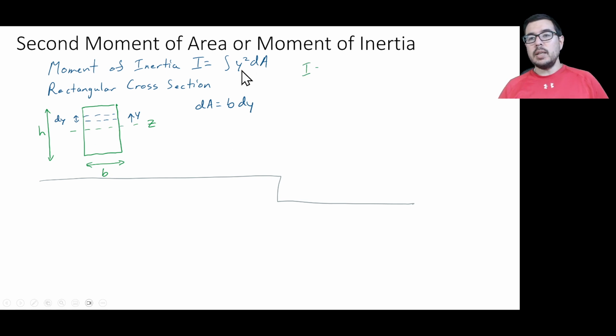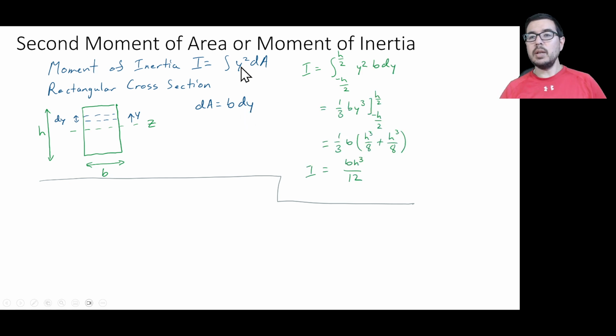Now we've got a dA in terms of a dy, and we've got a y squared. So we can go ahead and perform this integral. We're going to go from minus h over 2, so that's going to go from the bottom here, assuming that the neutral axis is halfway between the upper and the bottom surface. And we're going to go all the way up to h over 2, so up to this top surface, of y squared b dy.